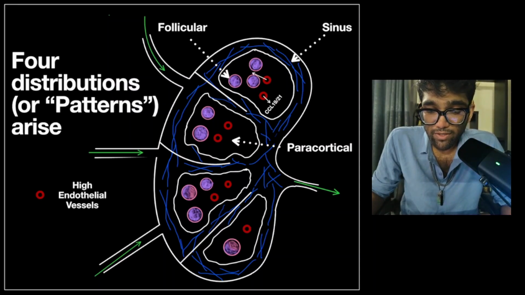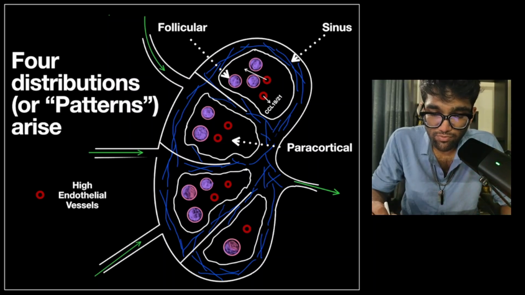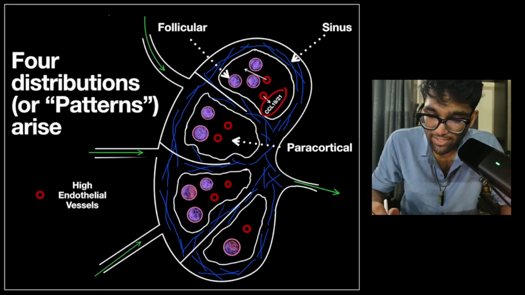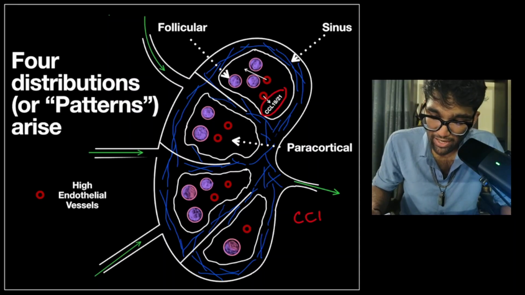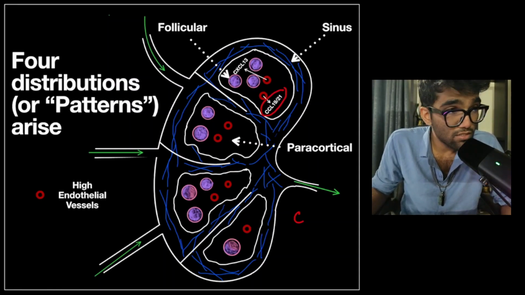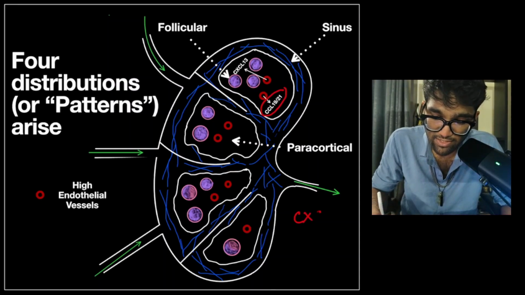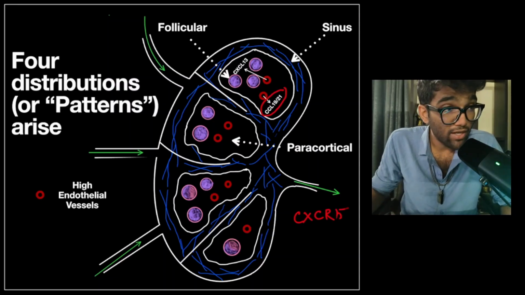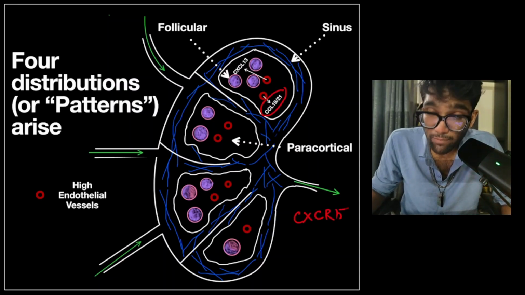Okay. Now, the receptor for CCL19 and 21, the chemokines produced within the paracortex, is CCR7. And the receptor for CXCL13, which is the chemokine produced within the cortex, is CXCR5. Okay. So, for now, we'll have to commit these to memory.